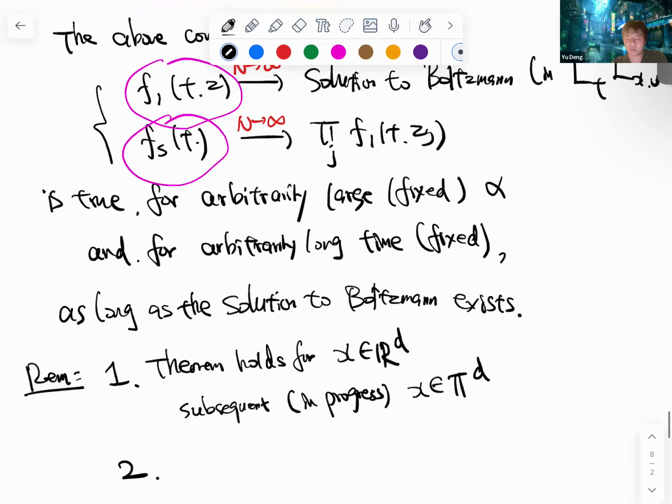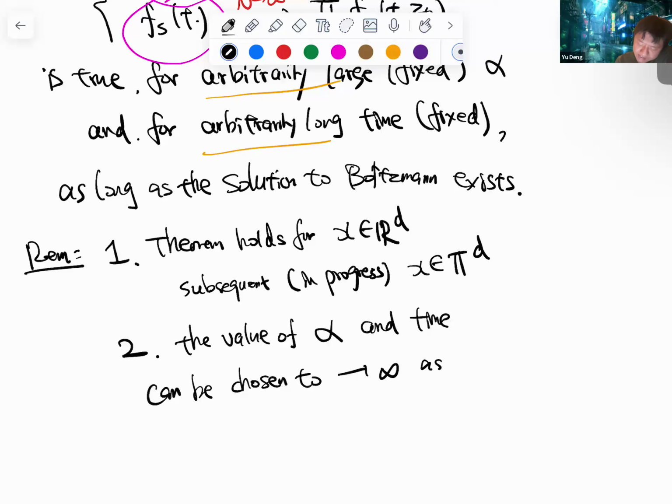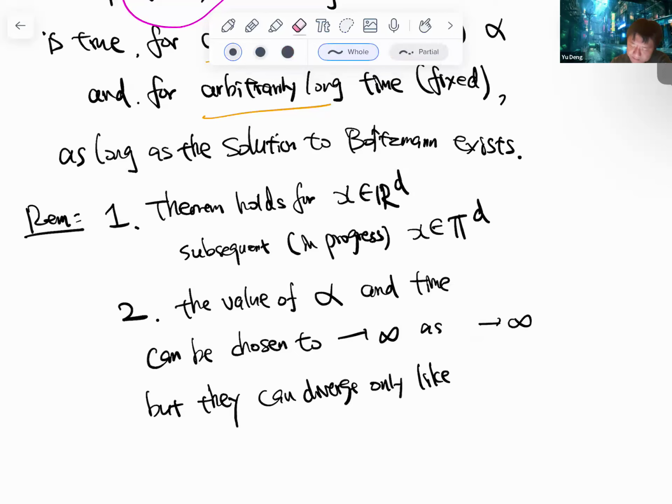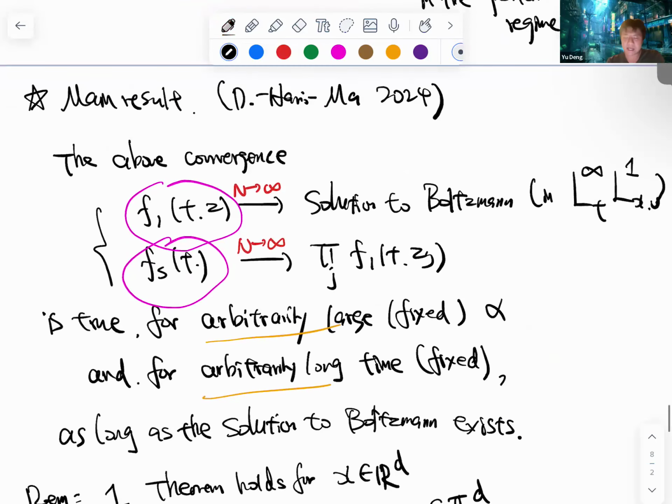And the second point is that remember we are saying these values can be arbitrarily large. In fact, they are allowed to go to infinity even, but there is a particular rate when n goes to infinity. So the value of alpha and the time can be chosen to go to infinity as n goes to infinity, but they have to diverge slowly. They can diverge only like a log log n, so it's a double log kind of thing. So in our theorem, you can allow the size of alpha to be a double log and the time of existence again to be a double log.